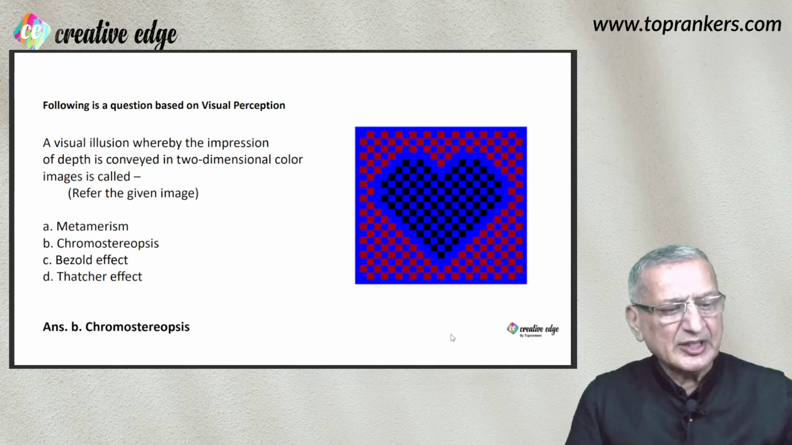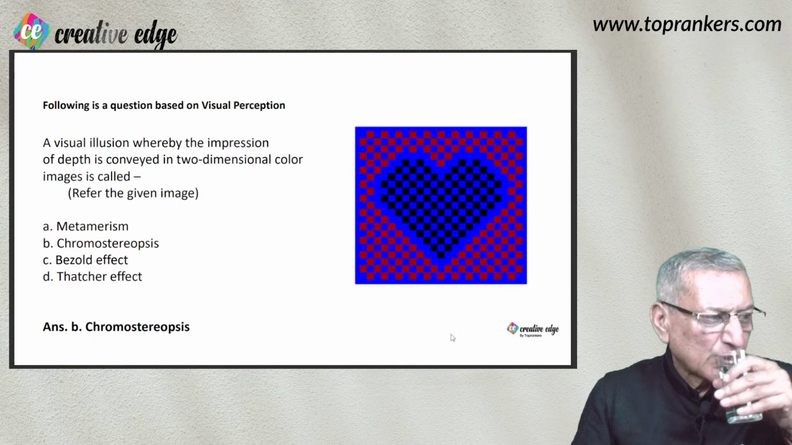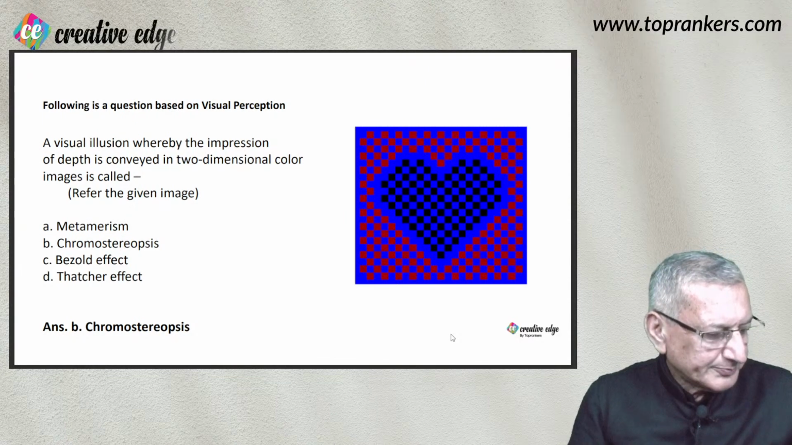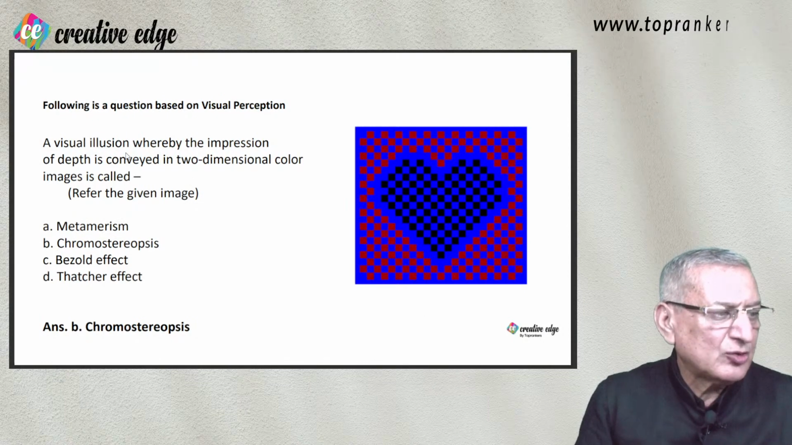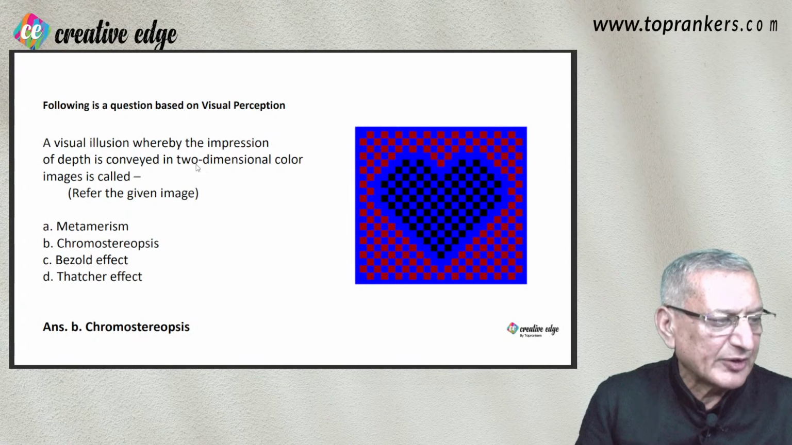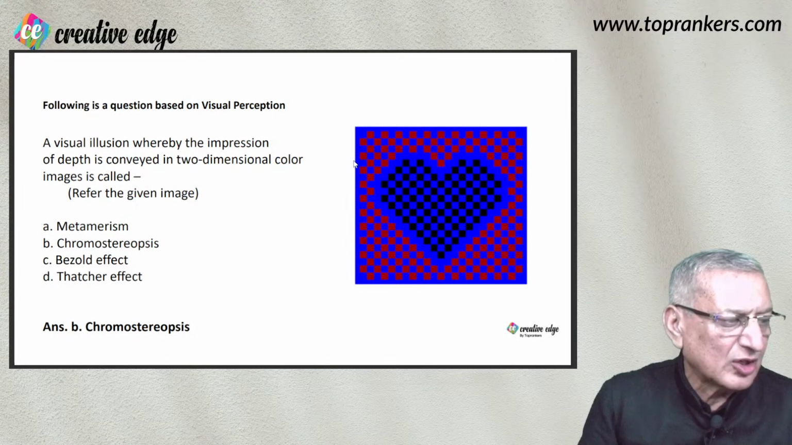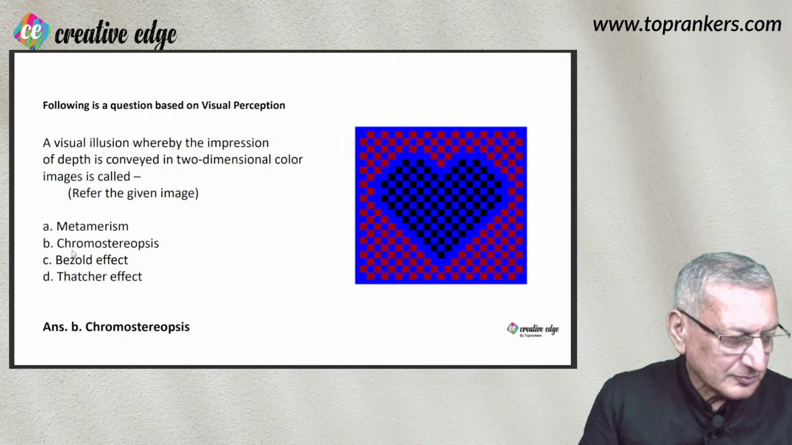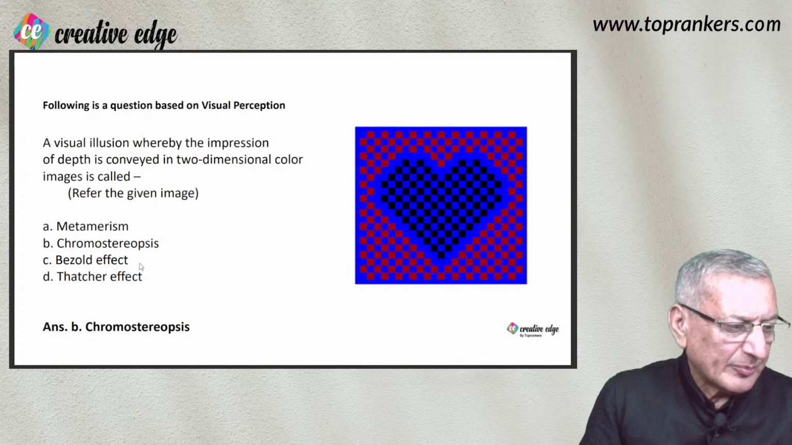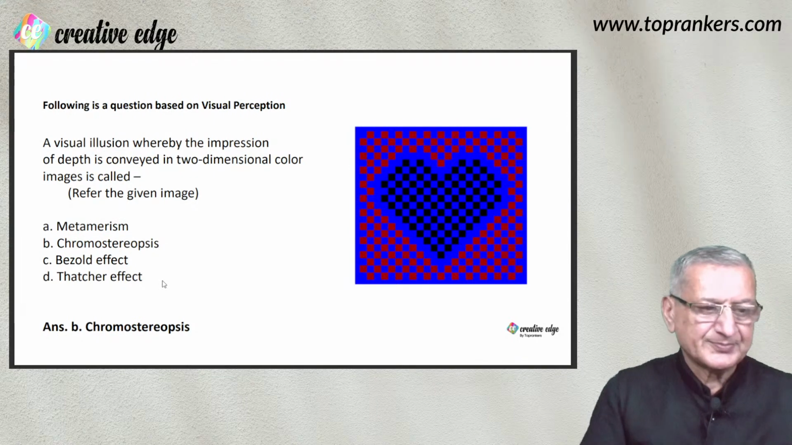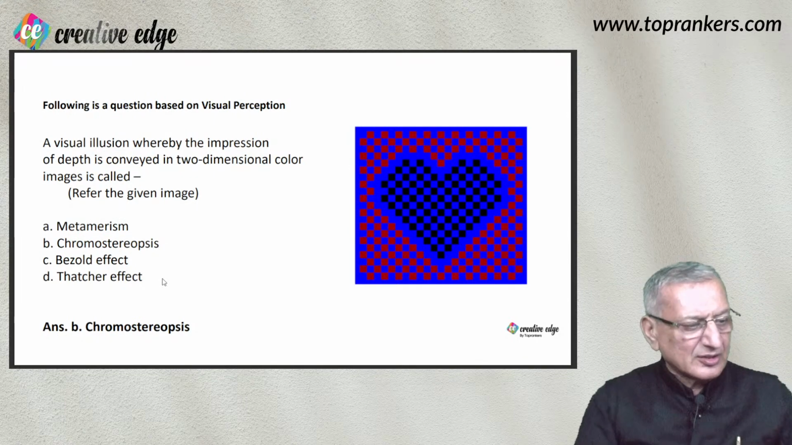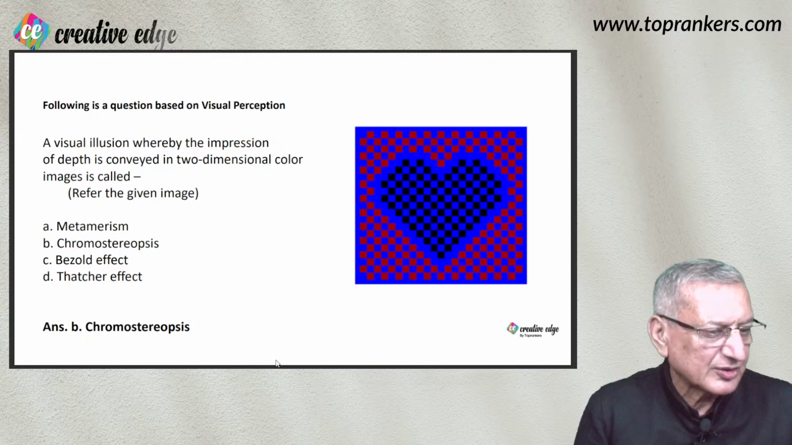Then, as I told you right in the beginning, following is a question based on visual perception. A visual illusion whereby impression of depth is conveyed in 2-dimension color images is called, referencing the given image, and this is a fill in the blank. Either it is metamerism, chromostereopsis, Bezold effect or Thatcher effect. Only one answer is correct in this. The correct answer is chromostereopsis.